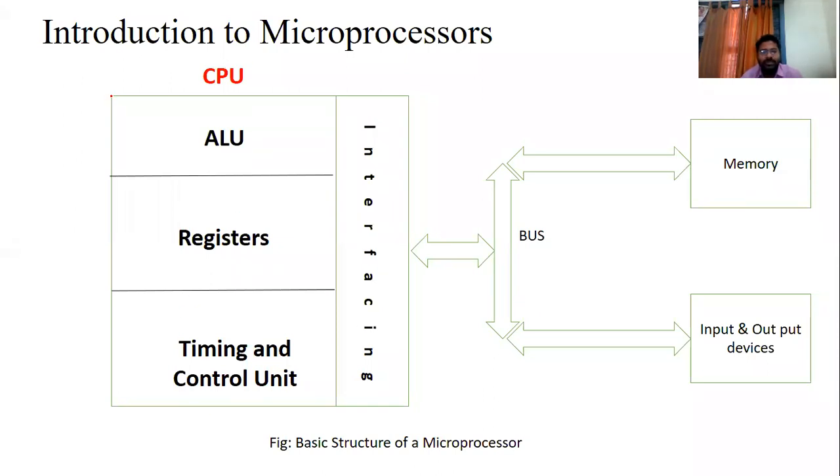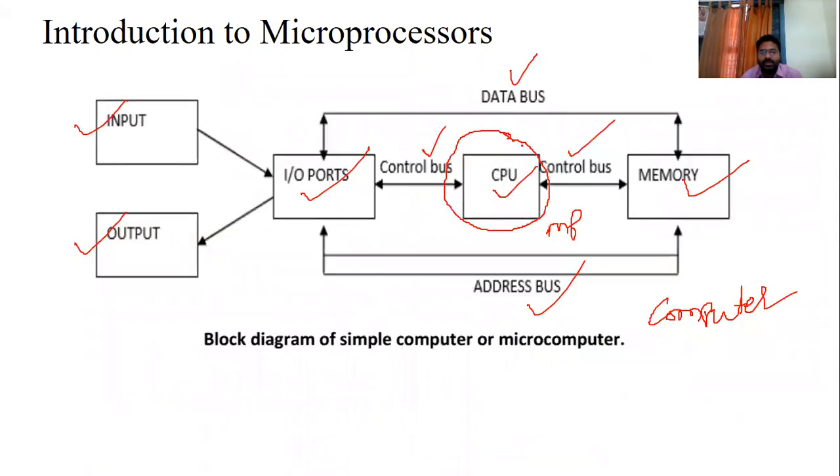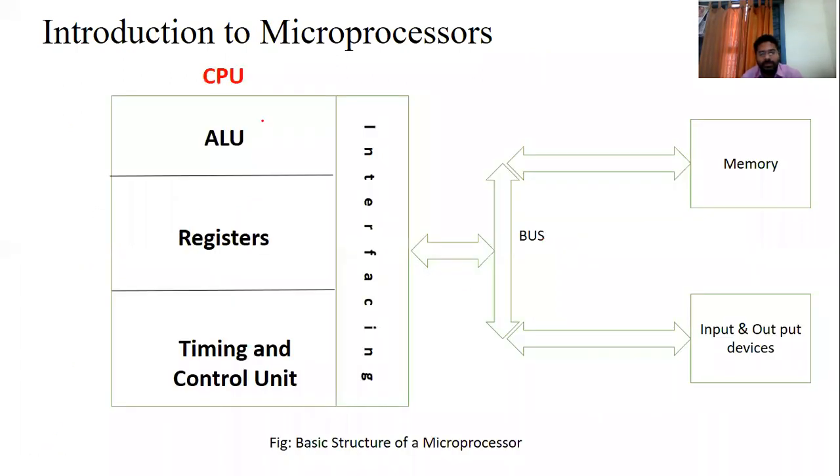This is the CPU. I will redraw and modify the diagram. So this is the basic structure of the microprocessor, and this is the CPU. CPU stands for Central Processing Unit. In the CPU, we have the ALU.